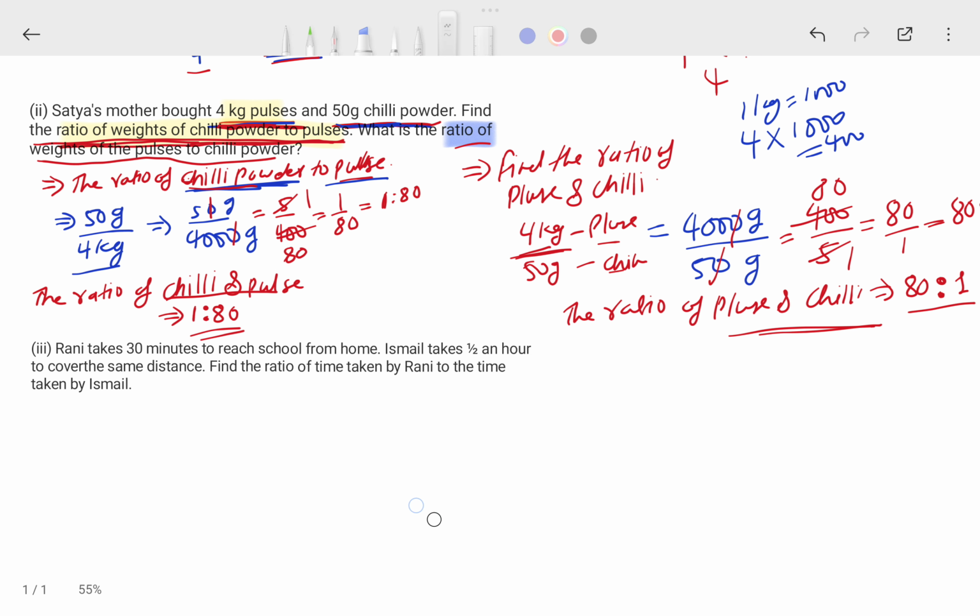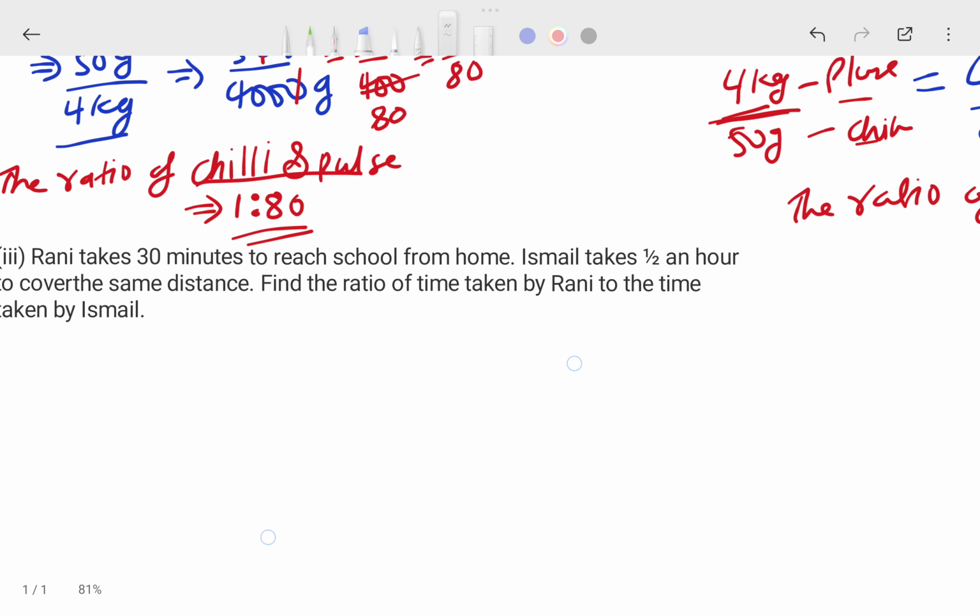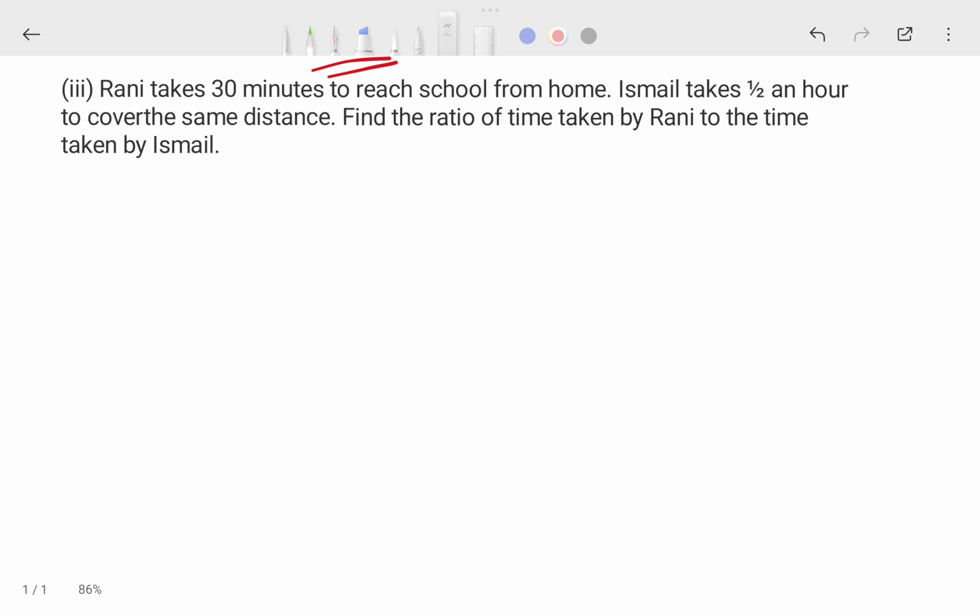Now I hope this question is clear, but actually it is a little bit confusing, but I hope it's going to be clear. Okay, so let's talk about the third question, which is the last question of this one. That's also not a very hard question. It is also very easy.